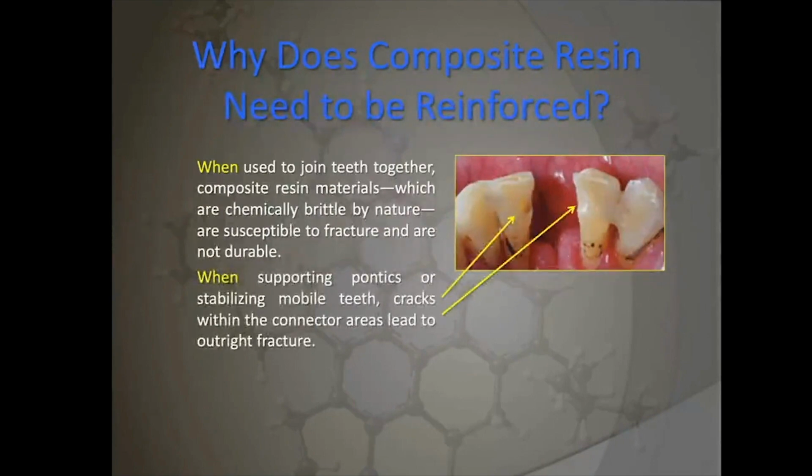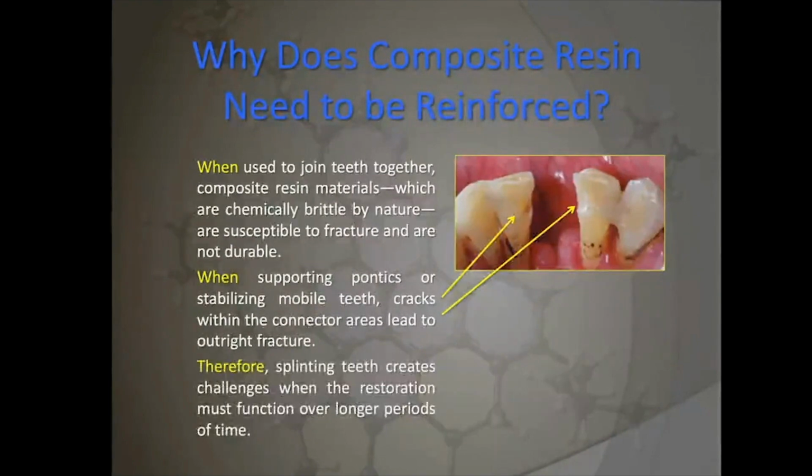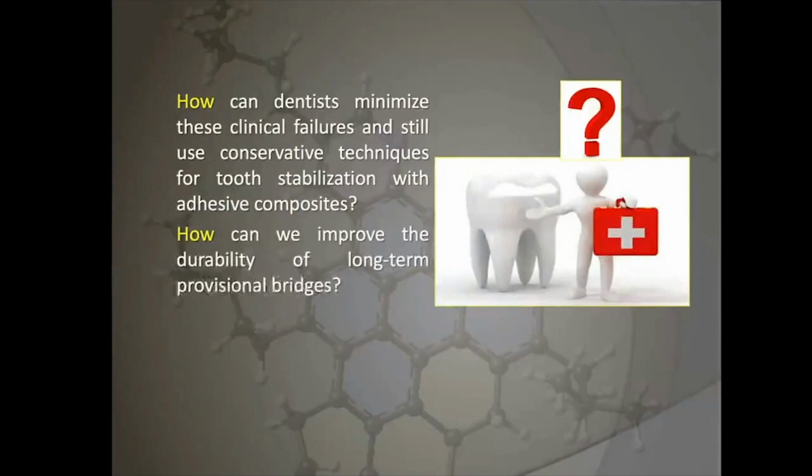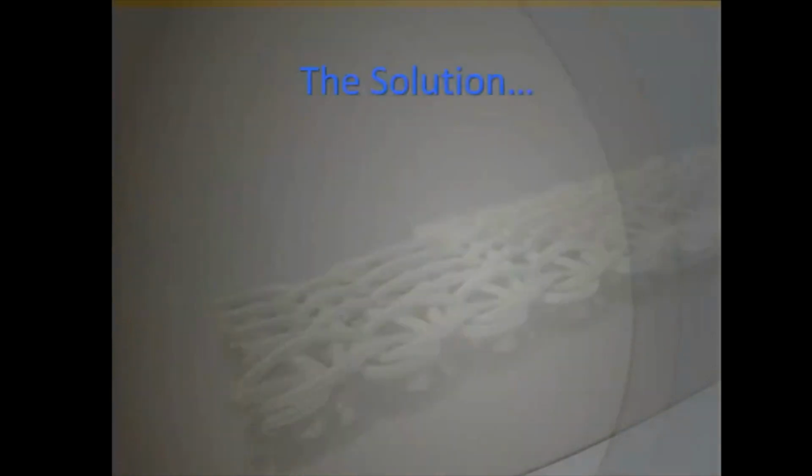When you're supporting pontics, stabilizing mobile teeth, cracks within the connector area lead to outright fracture, something that is known as catastrophic failure. So splinting teeth creates challenges when the restoration must function over longer periods of time, as in our provisional bridge. So how can dentists minimize these clinical failures and still use conservative techniques for tooth stabilization with adhesive composites? And how can we improve the durability of long-term provisional bridges?